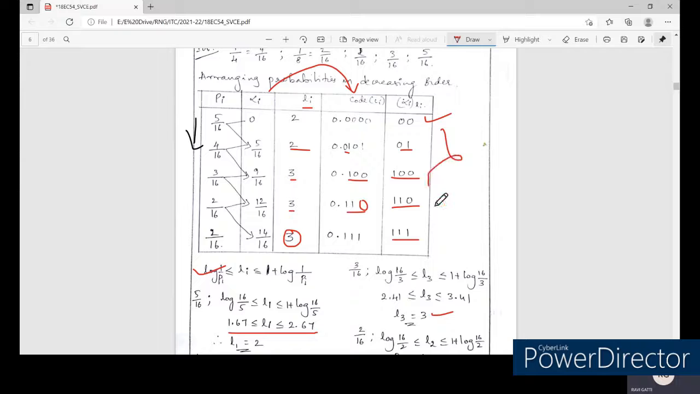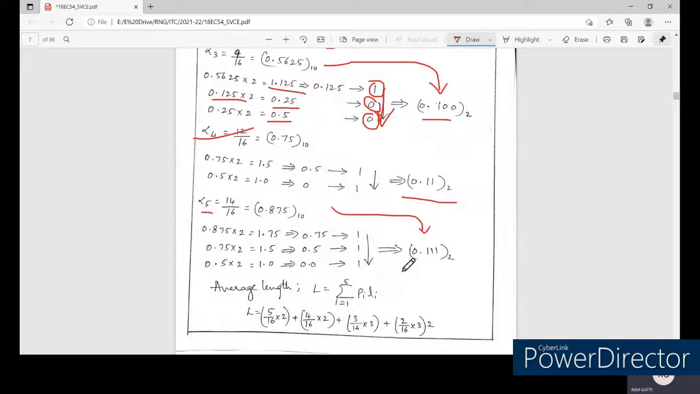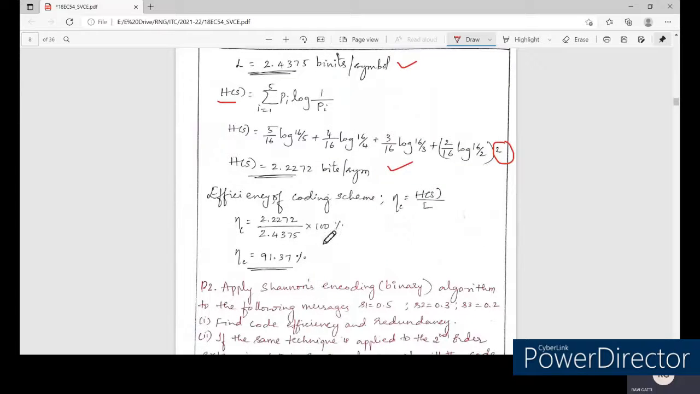So these are the converted code alphabet, whereas this is the efficiency with which we have converted the source alphabet into code alphabet.